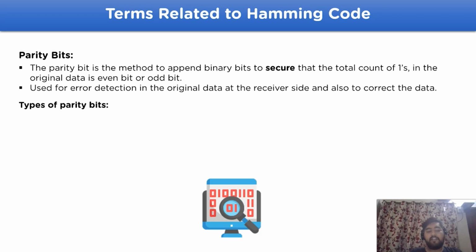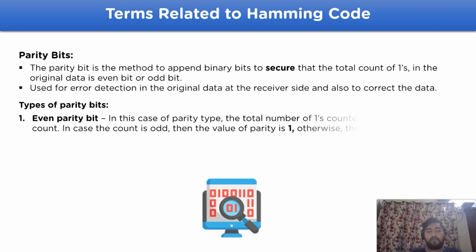Let's take a look at different types of parity bits available. First one is even parity bit. In this type of parity, the total number of ones counted is to be even in the count. In case the count is odd, then the value of parity is 1. Otherwise, the value should be 0.